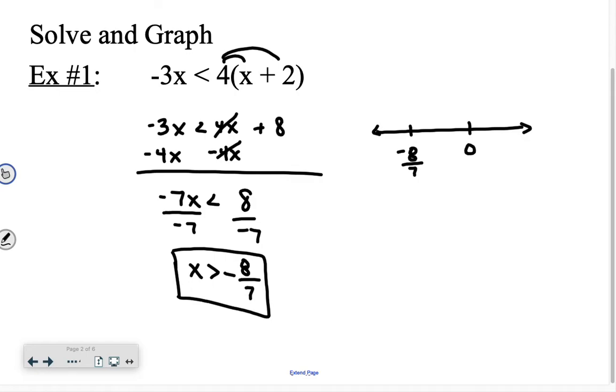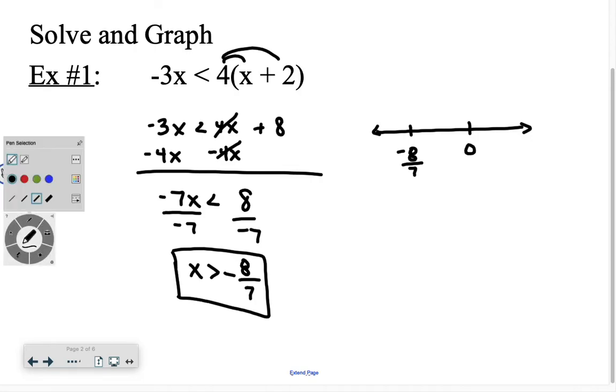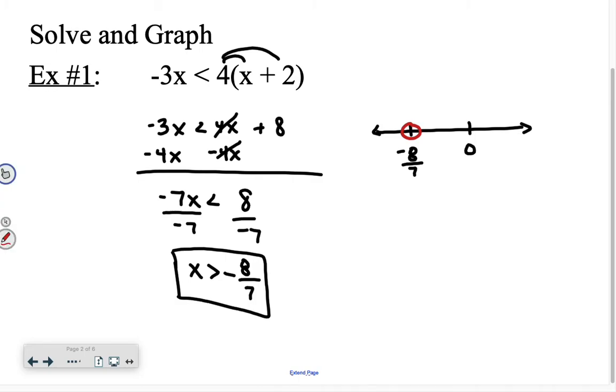Closed. It's got to be closed. No, it's closed. I want the values that are strictly greater than negative 8/7, so not including that number, which means let me switch colors here for a second. It's going to be open. Open means not including that point. A closed dot means that point is included.